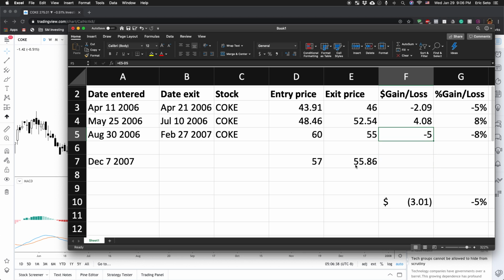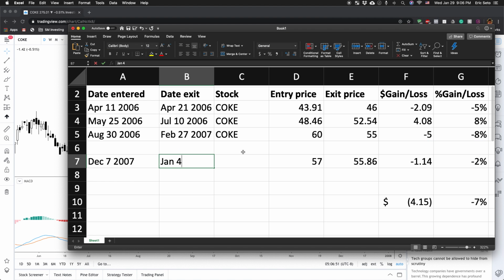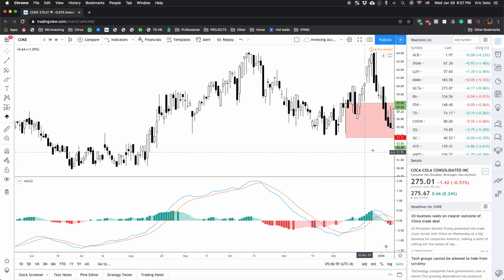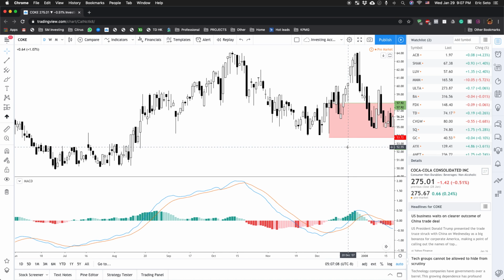So in this case, you can see that I lost money. So I'm losing 2%. And my exit date, it's actually January 4th, 2008. Now, you can see this is a very popular strategy, right? MACD. And I'm still losing money with it. So now I'm going to take away this, or actually I'll keep it for now, and then I'll wait for the next crossover.